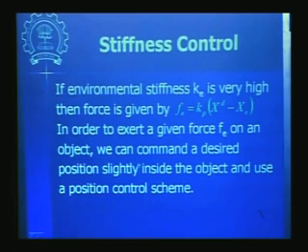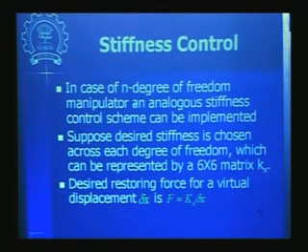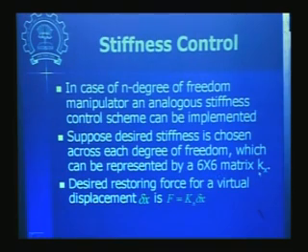So this is the basic idea about stiffness control. Now in the case of an n degree of freedom manipulator, you can design a similar scheme. Suppose your desired stiffness is chosen across each degree of freedom. See, the end effector has 6 degrees of freedom, so you can select your stiffness along each of these 6 degrees, and then correspondingly you can get the torques. So this stiffness matrix can be specified as a 6 by 6 matrix Kx.